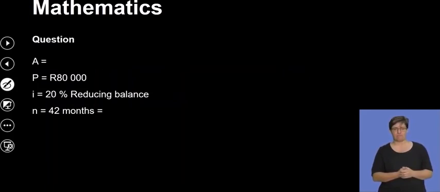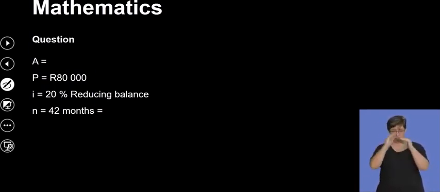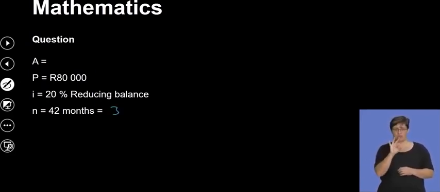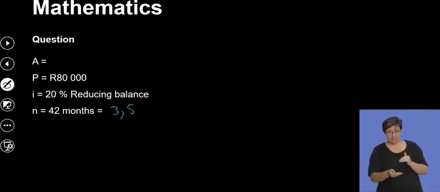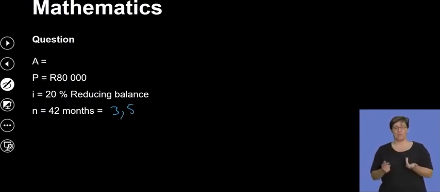So what we know here is P is the 80,000, i is the 20% reducing balance, and n is the 42 months. So 42 months is the same as 3 years, which will be 36 months, and then I'm going to be left with 6 months, which is actually going to be 0.5. So it's going to be 3.5.